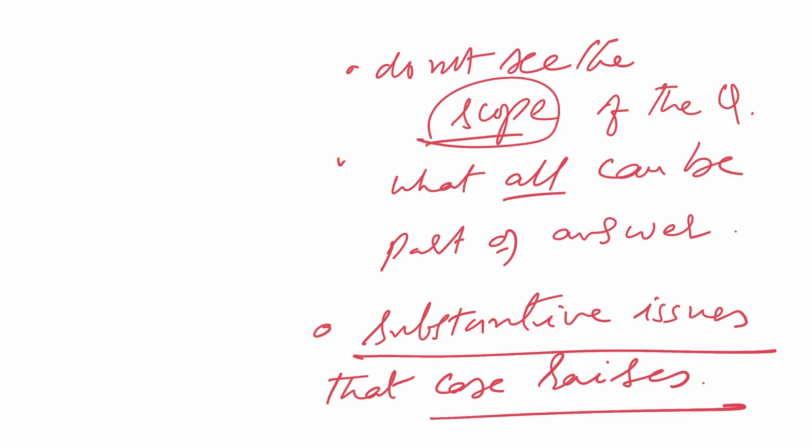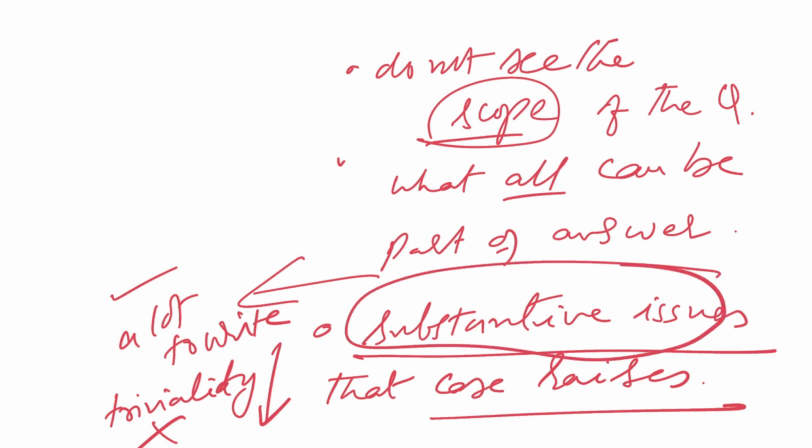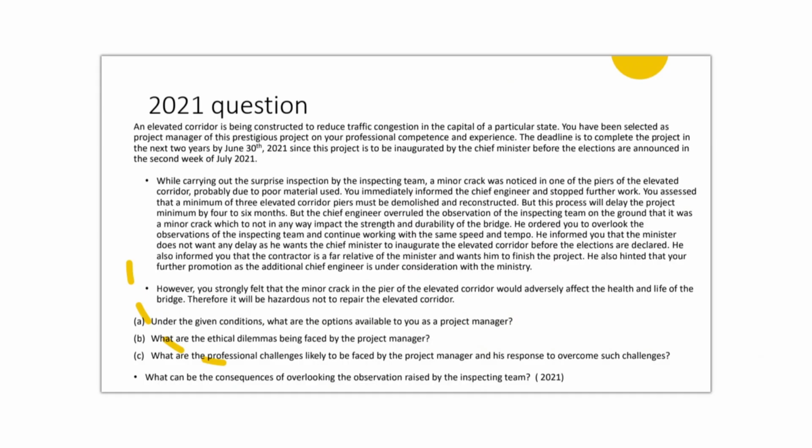And once they identify these issues, they will find there is a lot to write, and when they find there is a lot to write, then triviality will come down or it will disappear. So my focus is on identifying the substantive issues that the case study raises and write about those issues. That gives depth to the answer. Okay. So now we will take an example and follow this approach. This is a 2021 question.